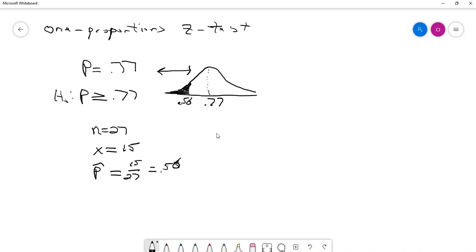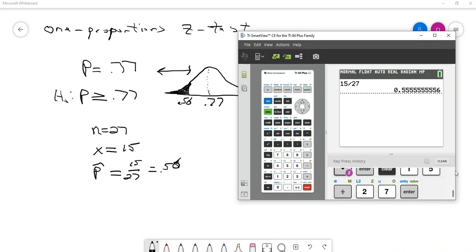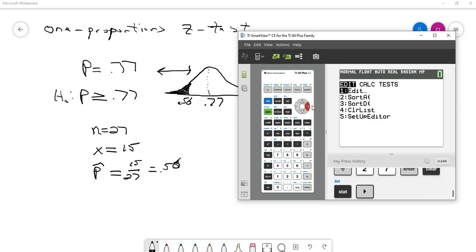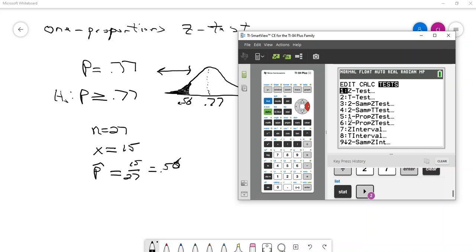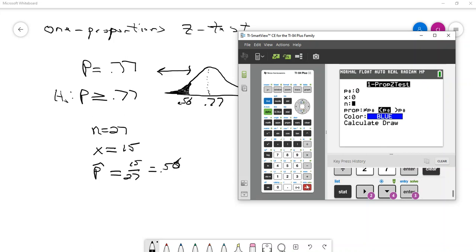All right, so let's go ahead into the calculator again. Let's go over to the calculator, and I'm going to clear that. And stat, test. And then we need to get down to number 5 here. One prop z-test, one proportion z-test. Okay, and then I'm going to hit enter.